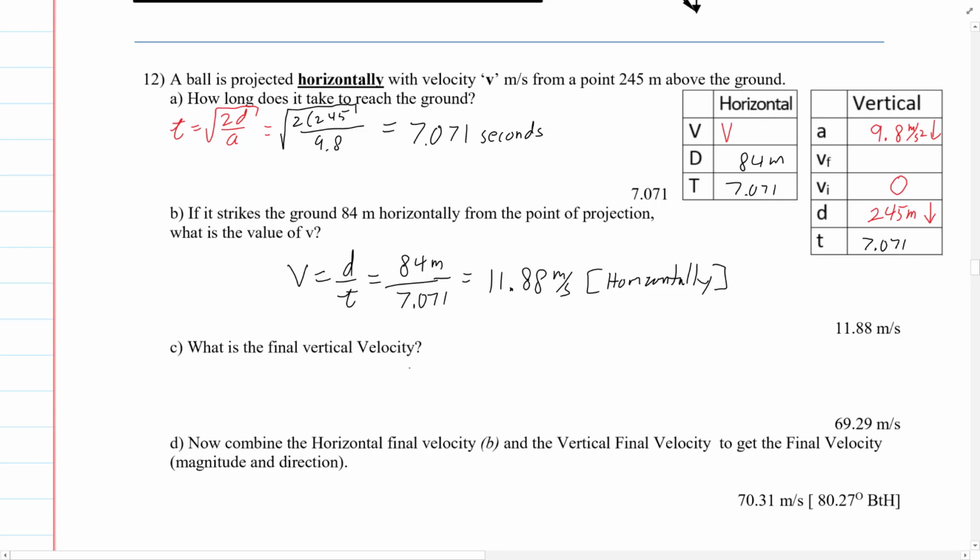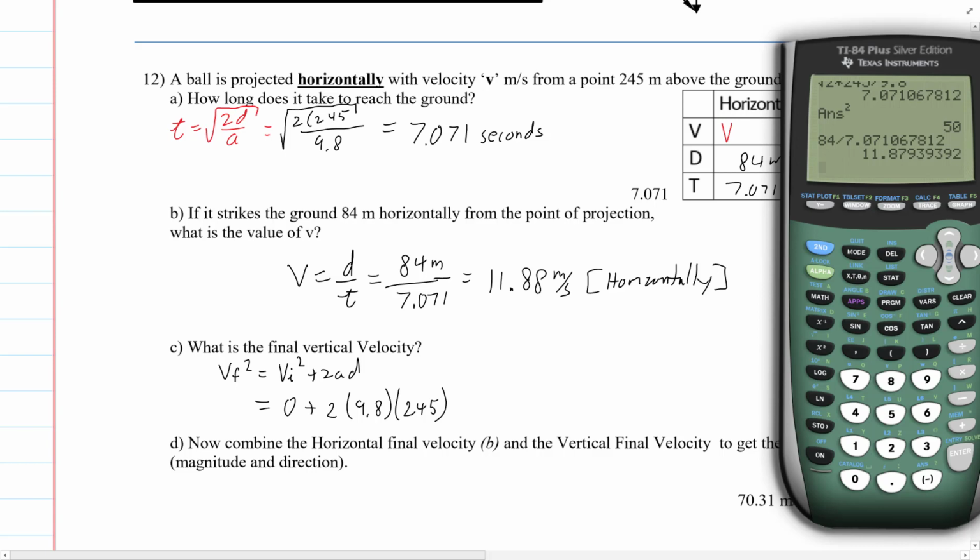And what's the final vertical velocity? I haven't had to calculate that much. If we're only going to use the red ones, then without time, Vf squared equals Vi squared plus 2AD. Vi is 0, A is 9.8, and D is 245. So it's the square root of 2 times 9.8 times 245. Someone will say, why is it the square root? Well, it's Vf squared. We want to find what Vf is, so we have to take the square root. And that's going to be 69.30 meters per second, and that will be down.